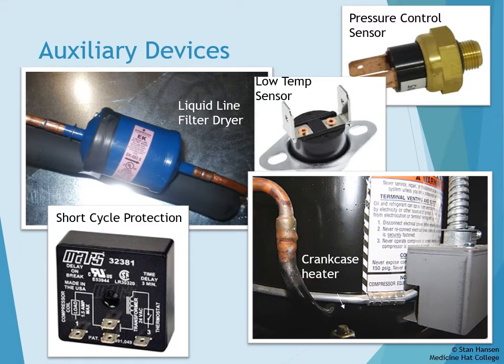Next, we have some auxiliary devices that are also found on typical air conditioning units. We have the filter dryer, which is a combined unit that removes small particles and also removes any unwanted moisture. Next, we have a pressure control, which is a high pressure sensor connected to the discharge side of the compressor, and a low pressure sensor connected to the input side of the compressor. We also have an internal temperature sensor, which is a high temperature sensor that will shut down the system if the compressor overheats.